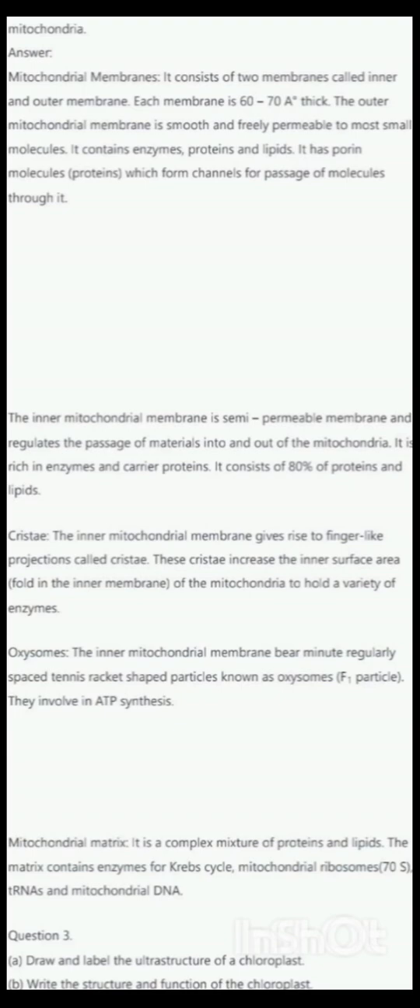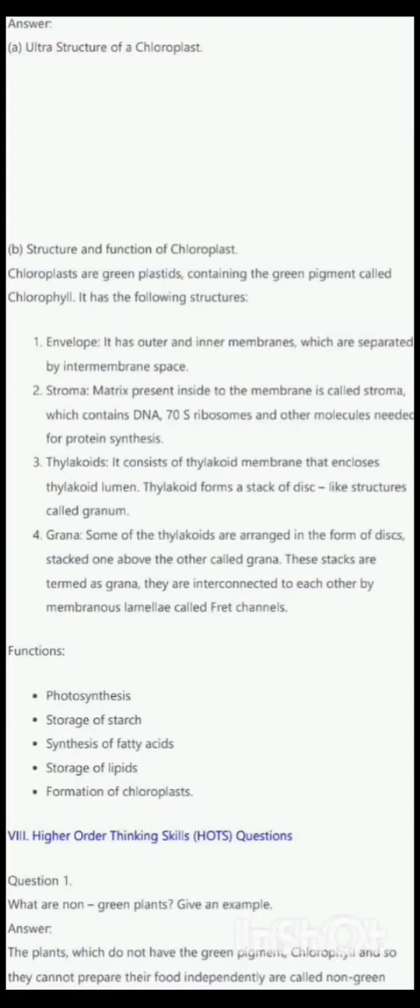Question 3. A. Draw and label the ultrastructure of a chloroplast. B. Write the structure and function of the chloroplast. Answer. A. Ultrastructure of a chloroplast. B. Structure and function of chloroplast. Chloroplasts are green plastids, containing the green pigment called chlorophyll. It has the following structures.